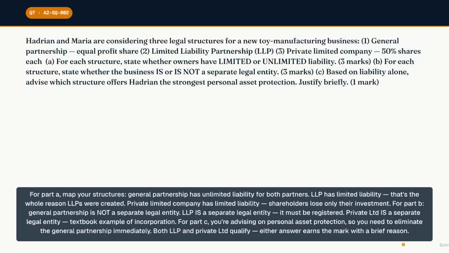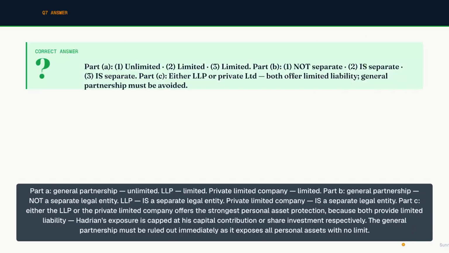Part A, general partnership, unlimited. LLP limited. Private limited company limited. Part B, general partnership, not a separate legal entity. LLP is a separate legal entity. Private limited company is a separate legal entity.